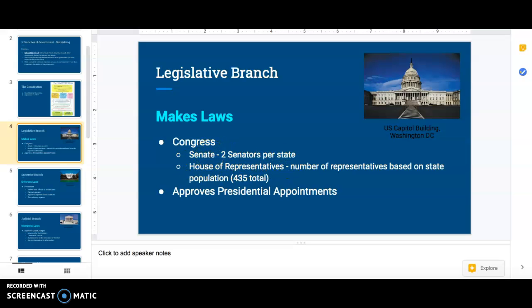The Senate has 100 members. Each state gets 2 senators per state. There are 50 states. 2 times 50 is 100. So there are 100 senators in our Senate.